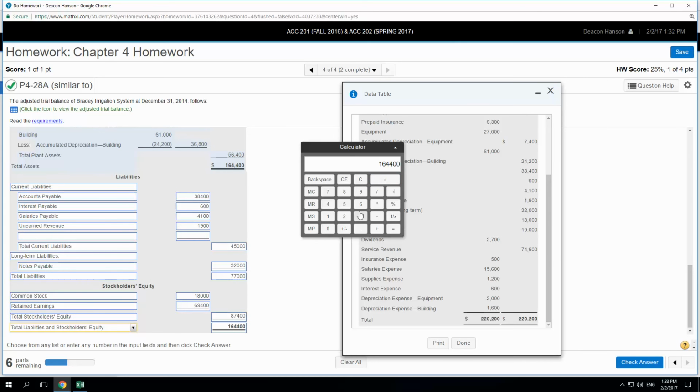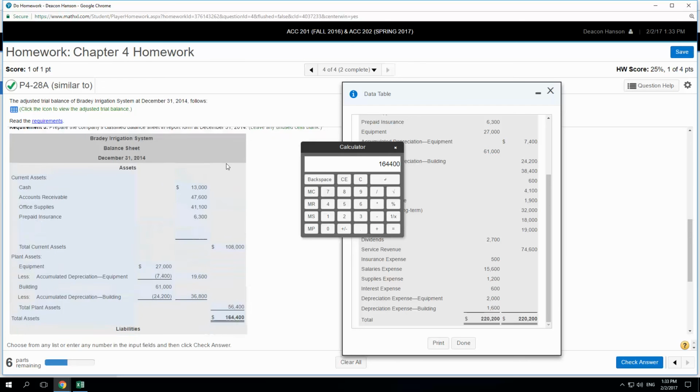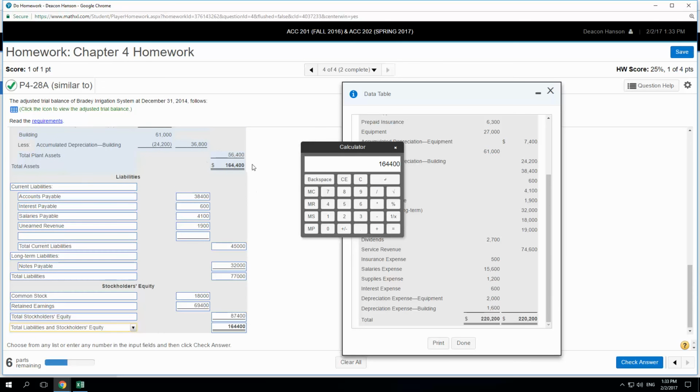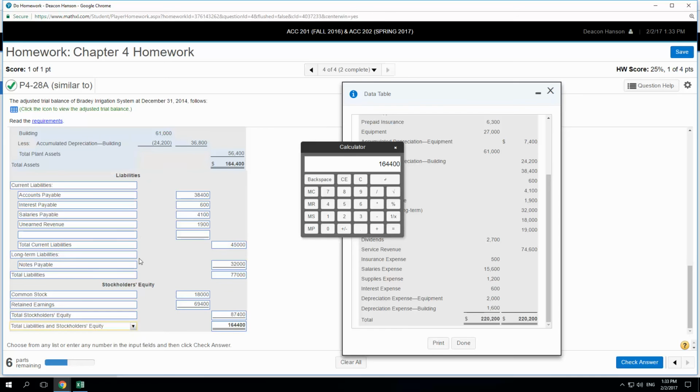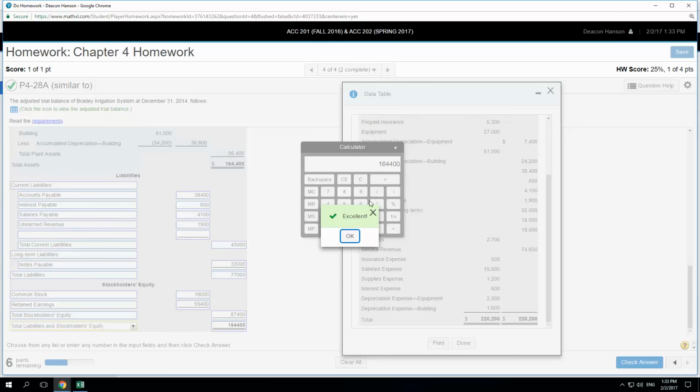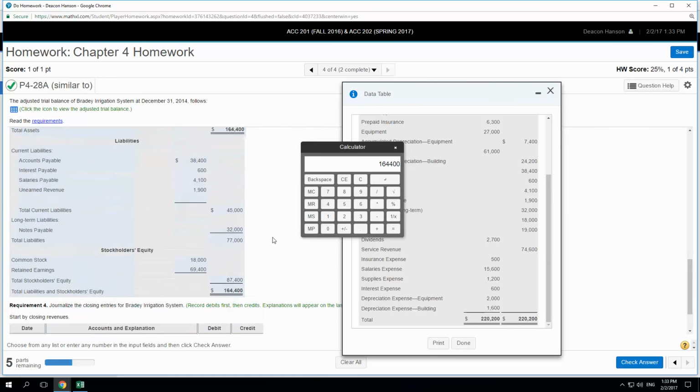So remember, the balance sheet is actually exactly like the accounting equation. We're just running this vertically. Assets, my total assets here, 164,400 equals my total liabilities plus my total stockholders' equity of 164,400. Okay?